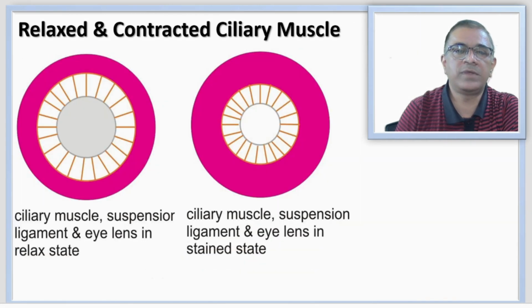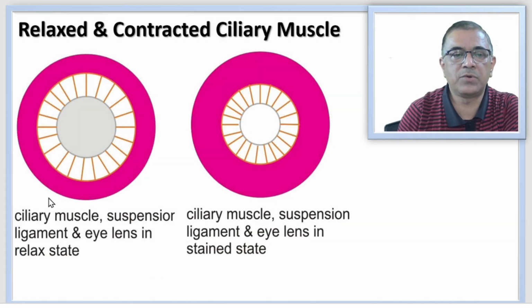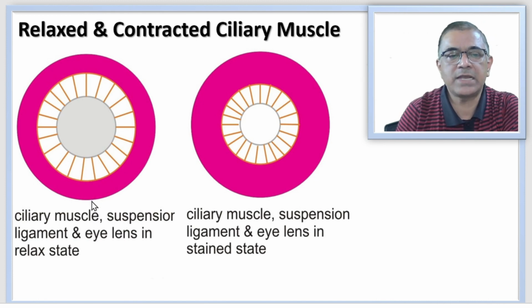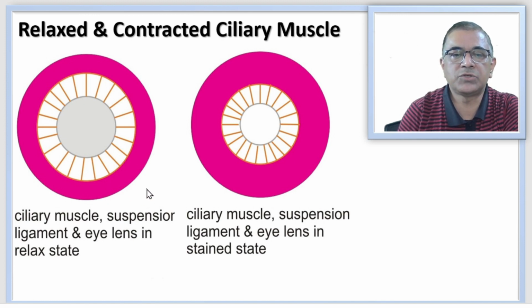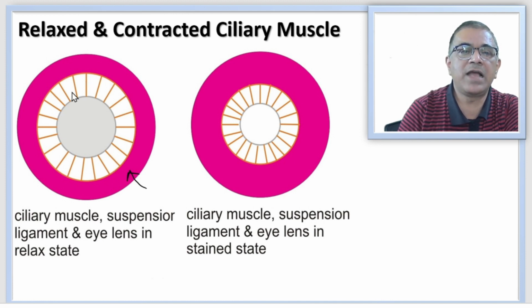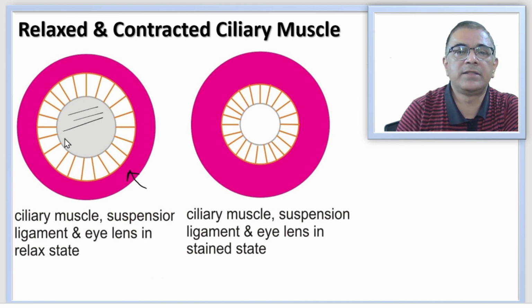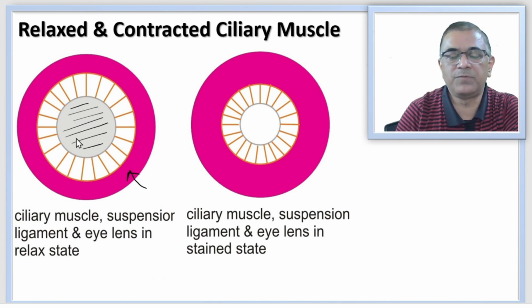If we happen to see the front view of the ciliary muscles, we'll notice that when the eye is in the relaxed state, when the object is at a far off distance, this is how the ciliary muscle should look. The pink part stands for the ciliary muscles, these radial lines are the suspensory ligaments, and the central circular part stands for the eye lens. The curvature is less, and the eye lens system has the maximum focal length.